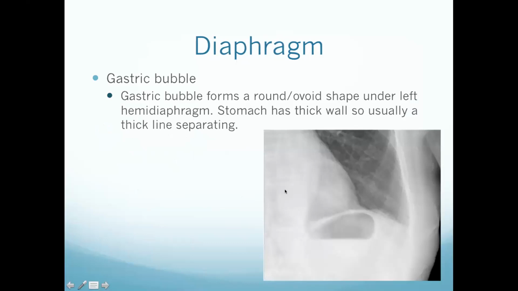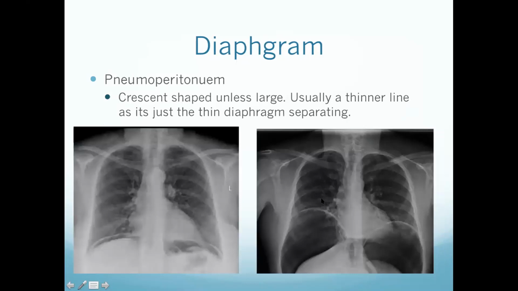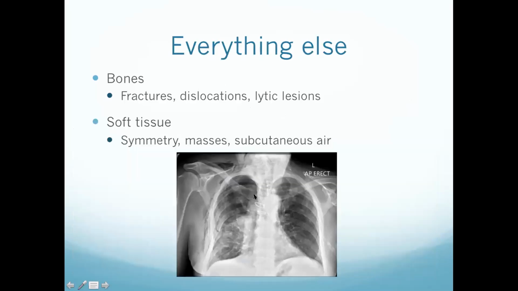Within the diaphragm, you might see a gastric bubble. Gastric bubbles are usually round, quite ovoid in shape, under the hemidiaphragm. Because the stomach has a thick wall, there's usually a thick wall separating it. In contrast to pneumoperitoneum, which is usually crescent shaped, and usually a much thinner line, because the only thing separating the two cavities is the thin diaphragm, as opposed to the gastric bubble, which is a much thicker line, unless it's obviously a large one here. But the clinical history would also be key in differentiating these, because if they have a pneumoperitoneum, especially like the one on the right, you'd expect them to have some pretty severe abdominal pain.